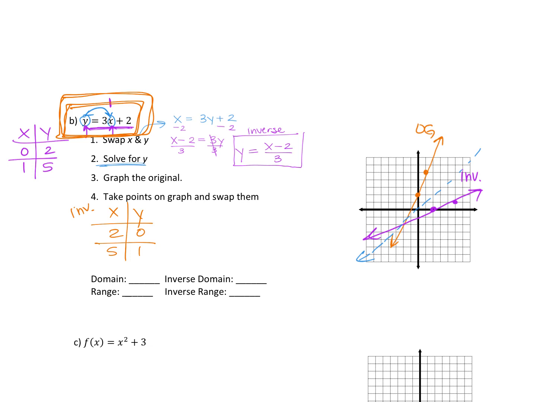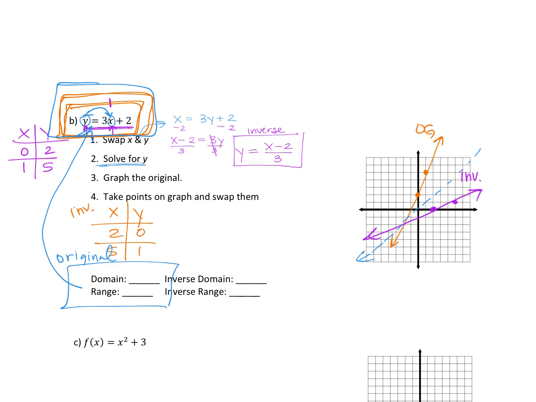Let me pull this back up. Let's talk domain and range for a minute. Okay, so the original function, right? This is for the original. What's the domain? Remember, the original was y equals 3x plus 2. What's the domain of that? What are you allowed to plug in for x right now?